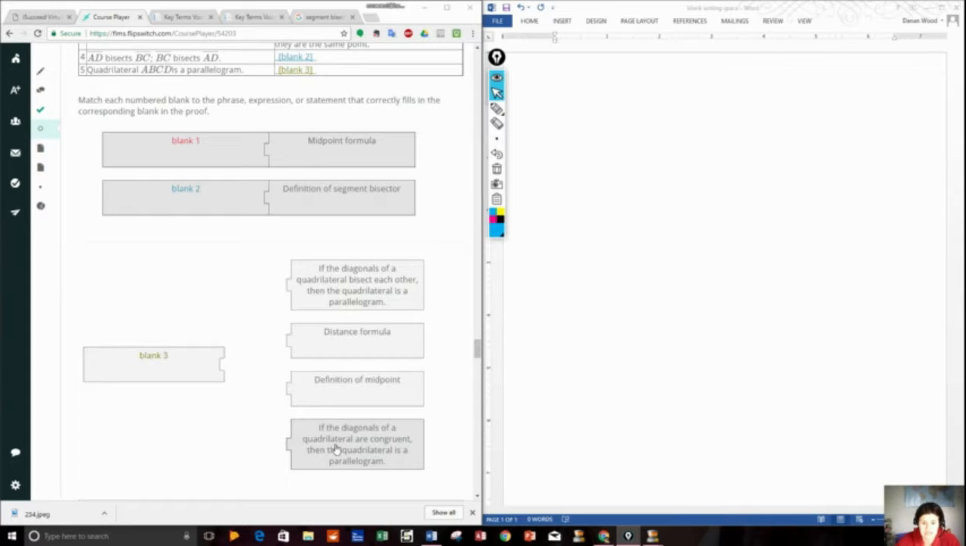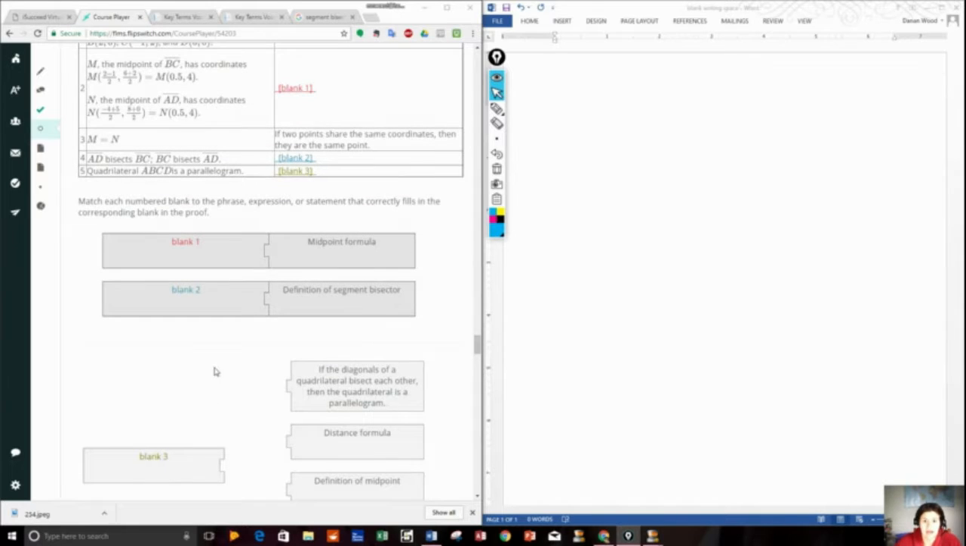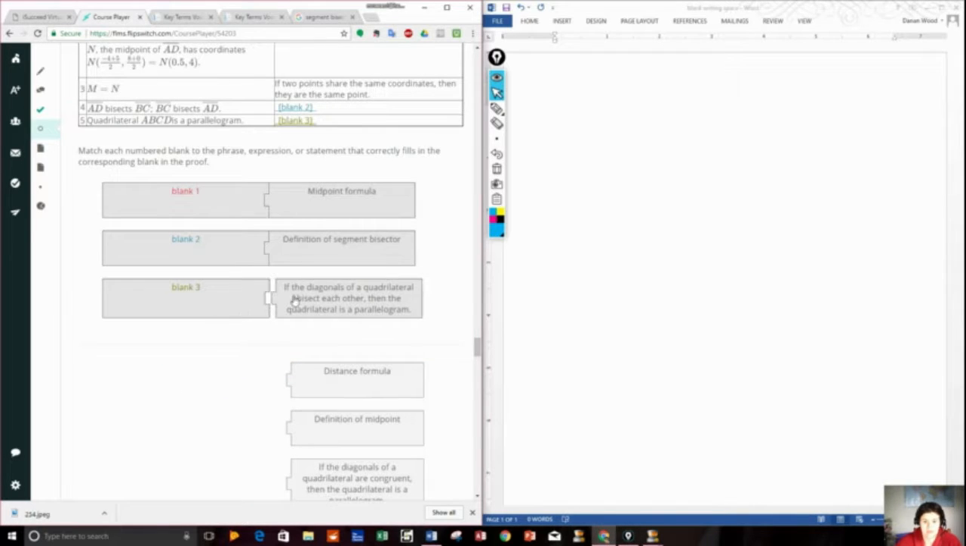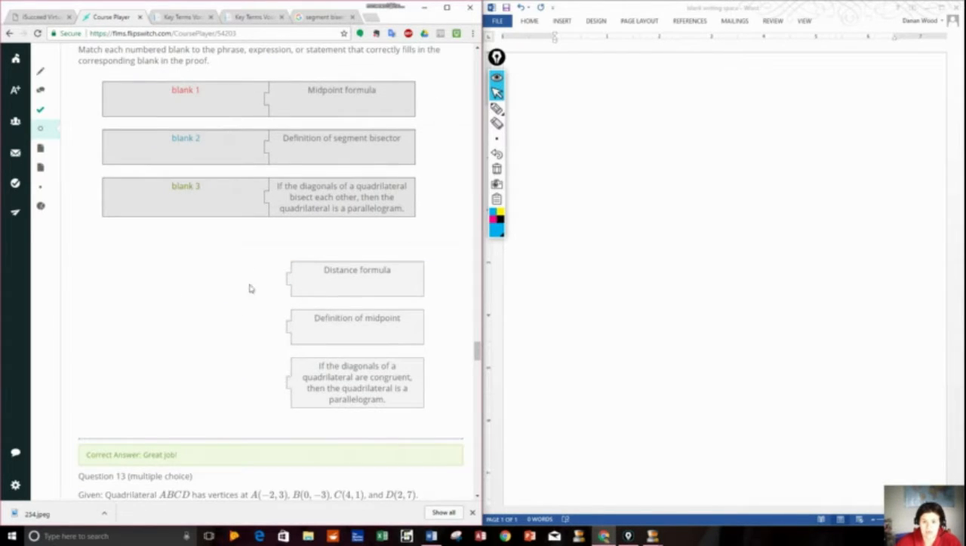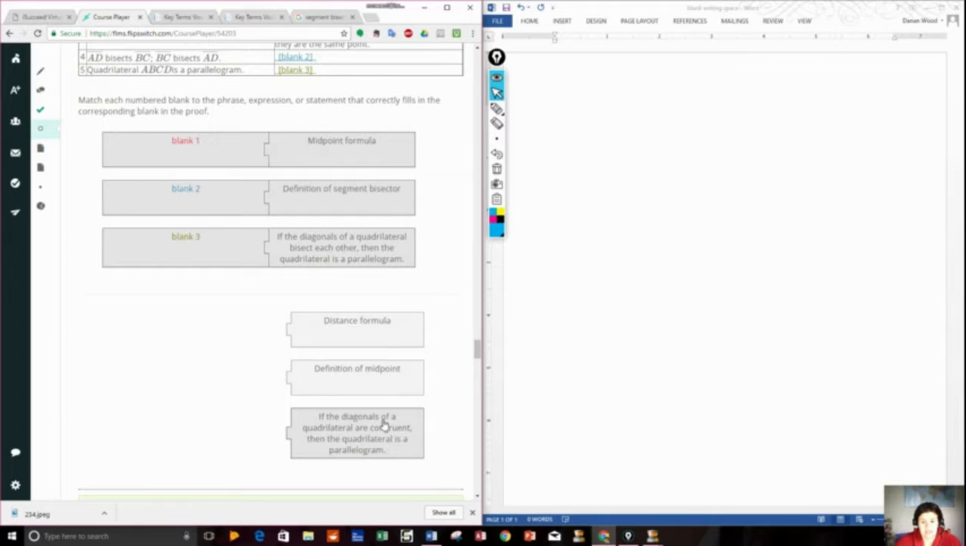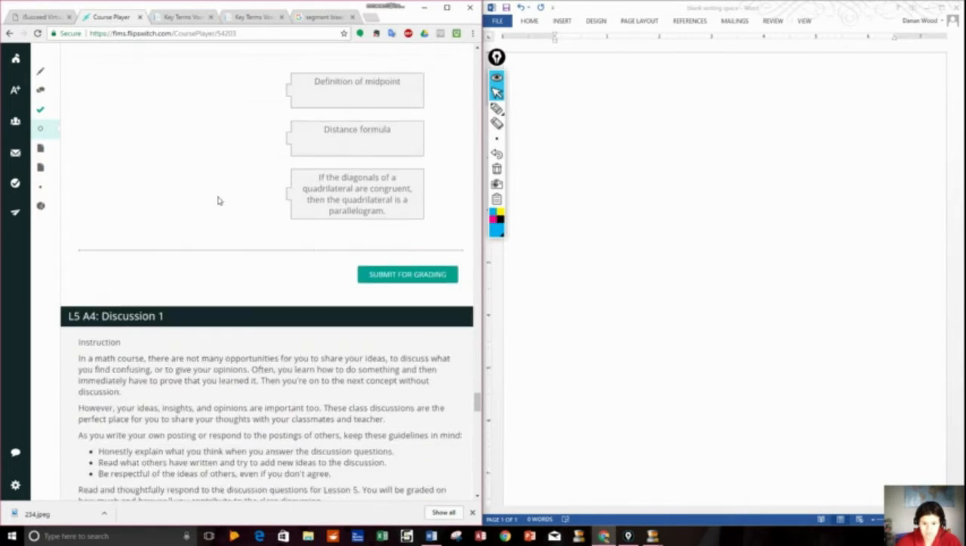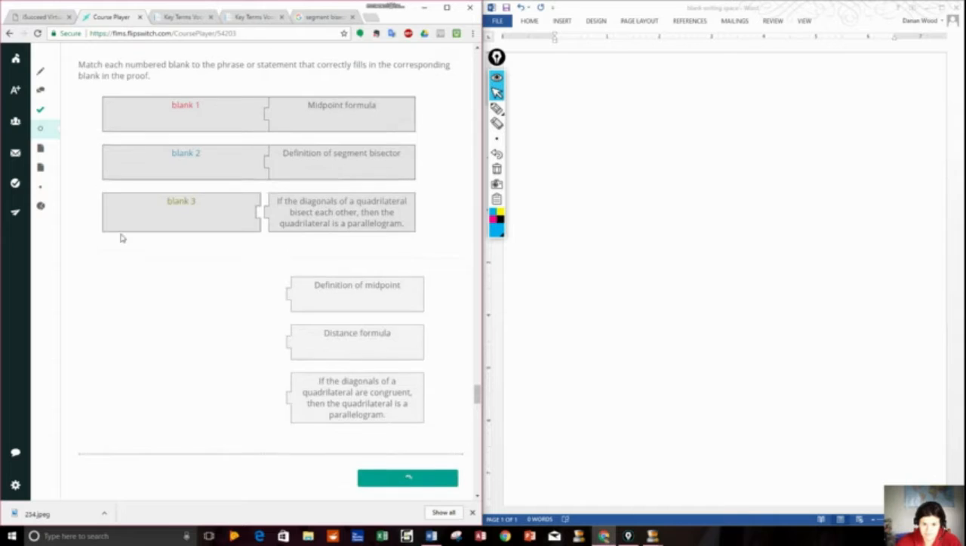So how am I going to decide between these two? I'm going to look at the previous step. It says AD bisects BC. So we were talking about the diagonals bisecting each other. And that's why I'm choosing the first one, because it talks about if diagonals of a quadrilateral bisect each other. We were not discussing the diagonals being congruent. We were using bisection. So let's check that answer before we move on.